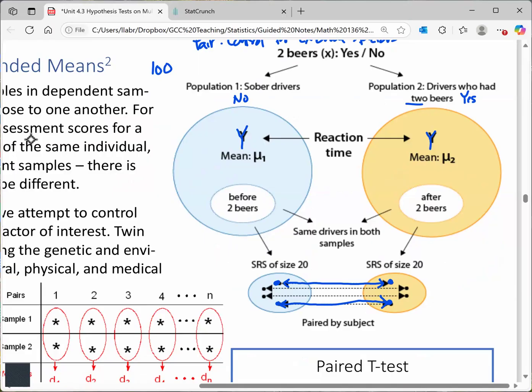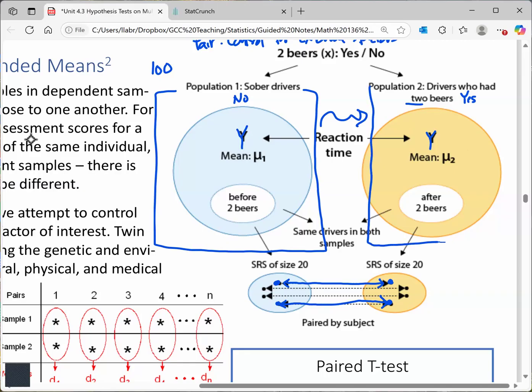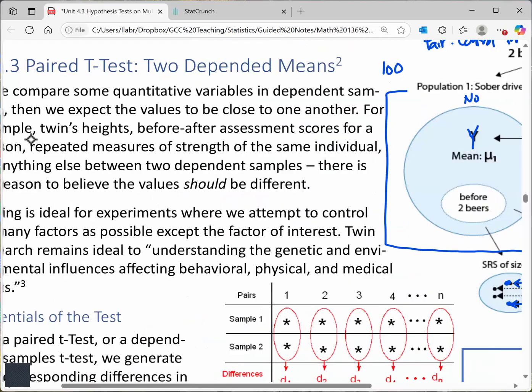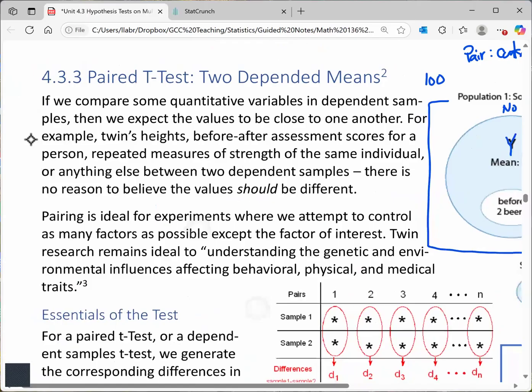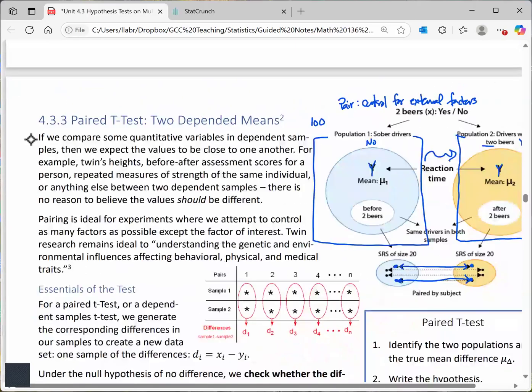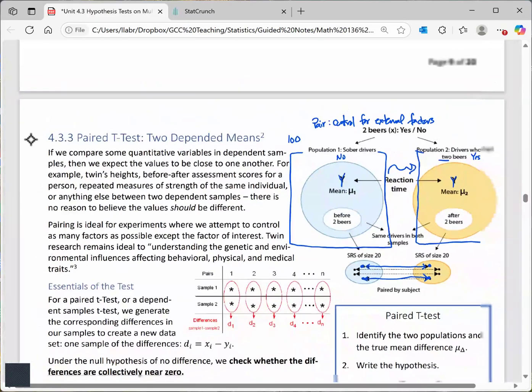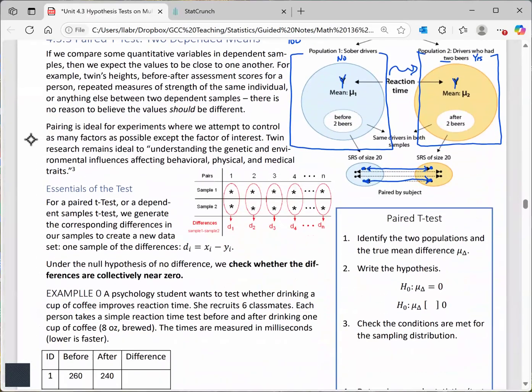And what we do here is that you recognize that whoever is in population one is intrinsically tied to people in population two, drivers who had two beers. And that right there results in a paired t-test. So again, pairing is ideal for controlling as many variables as possible. And that's why twins are perfect for a paired t-test.